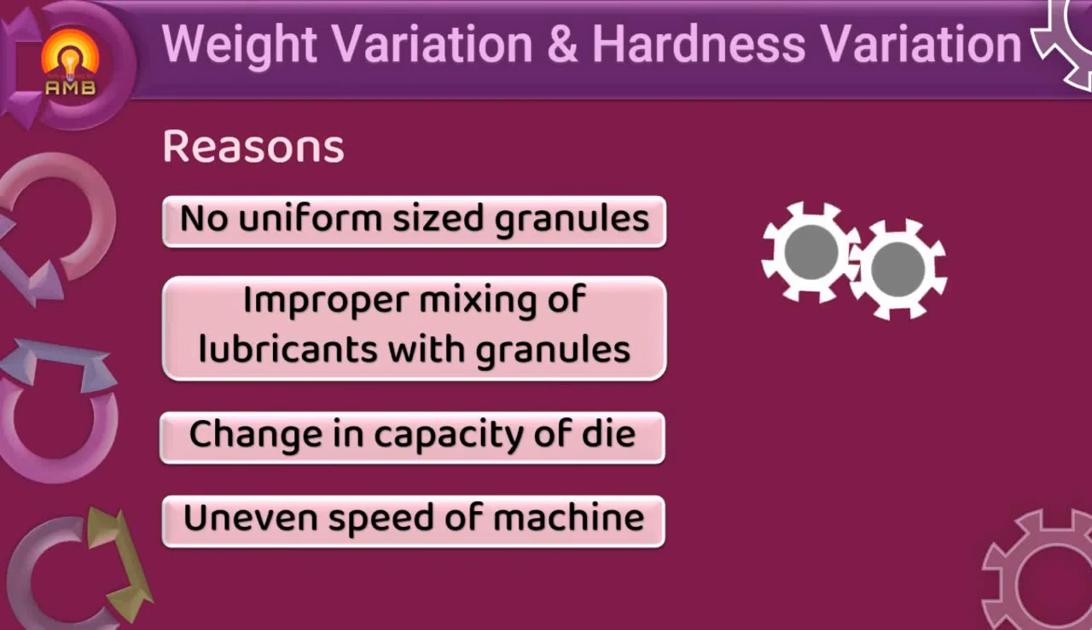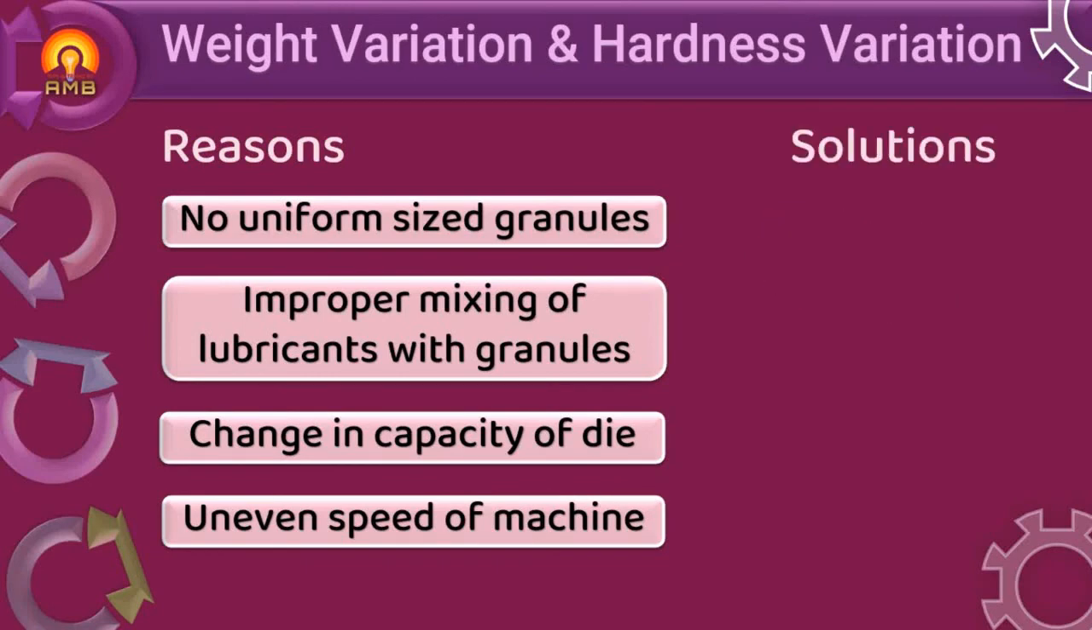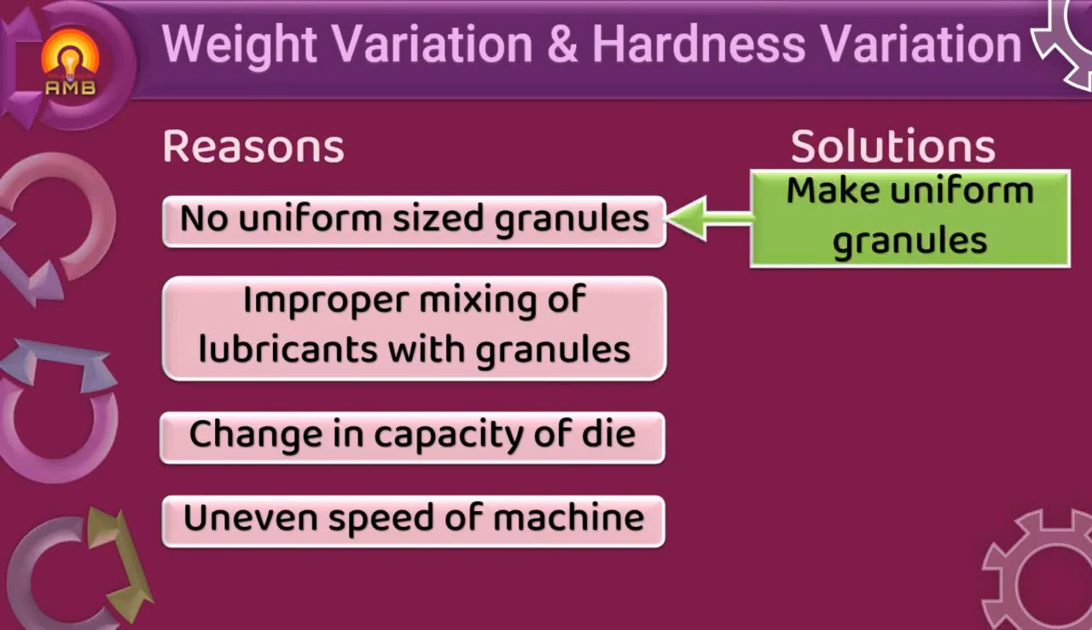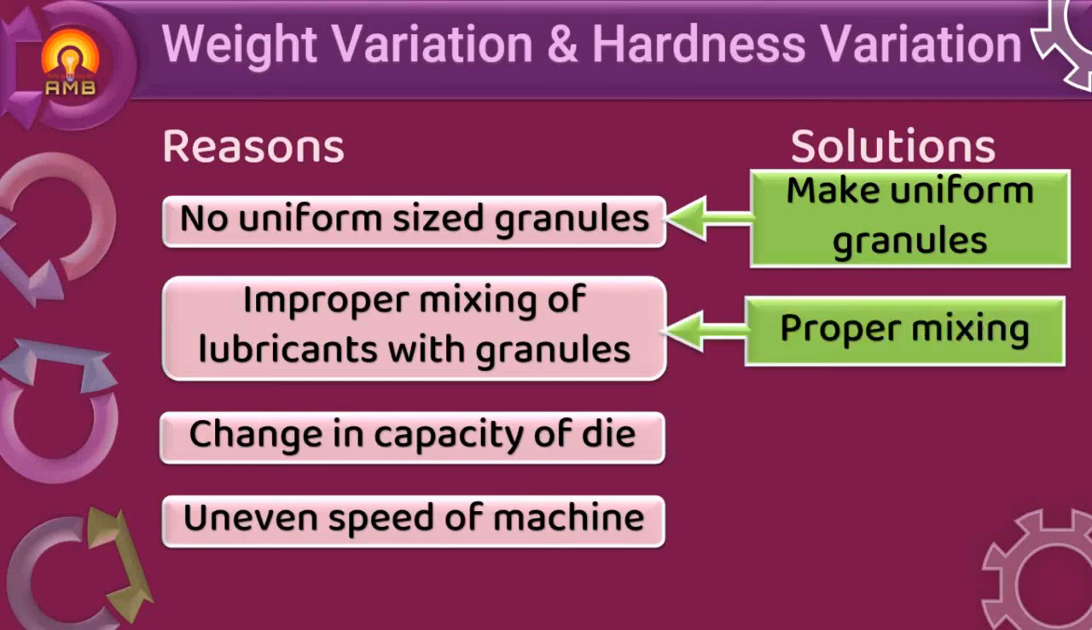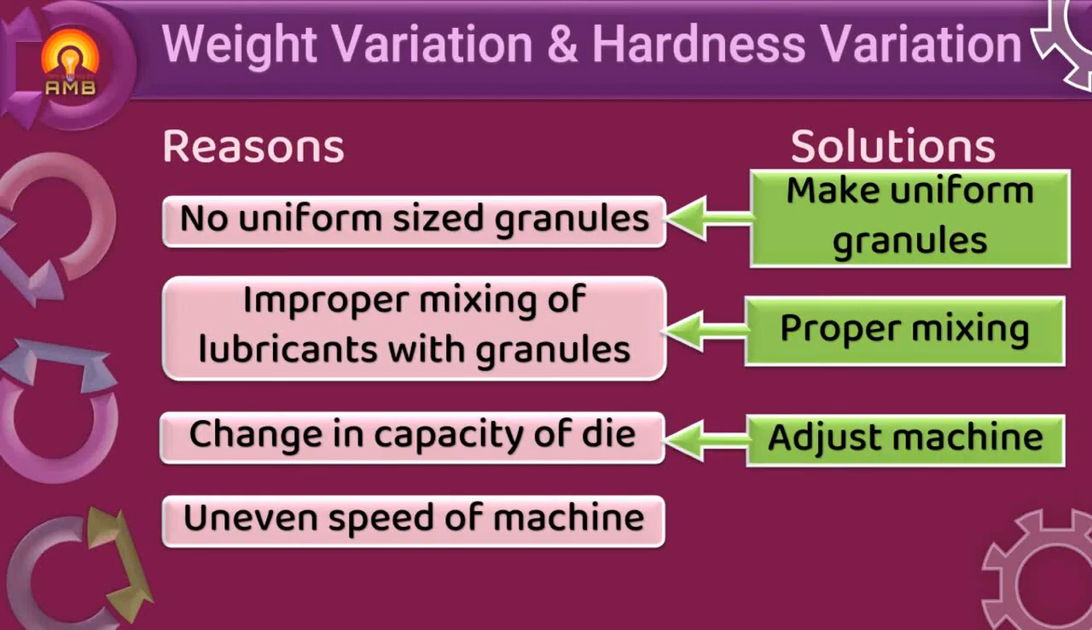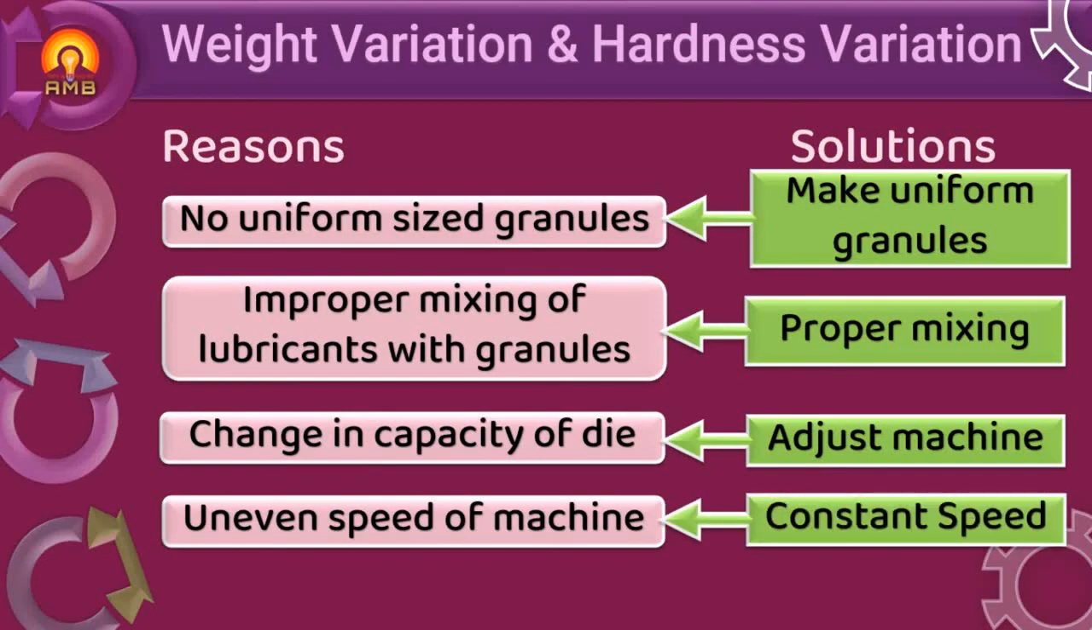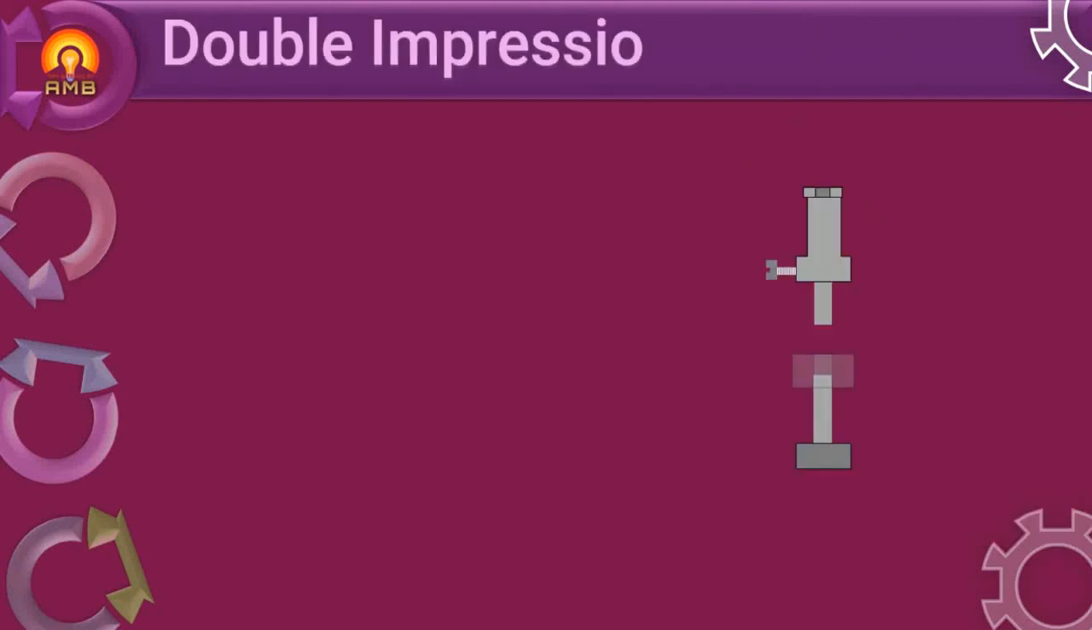Now let's discuss how these defects can be avoided. Weight variation and hardness variation can be avoided by preparing granules of uniform size, by properly mixing lubricants with the granules, by checking and correcting the adjustments of the machine from time to time, and by running the machine at a constant speed. Now the next defect is double impression.